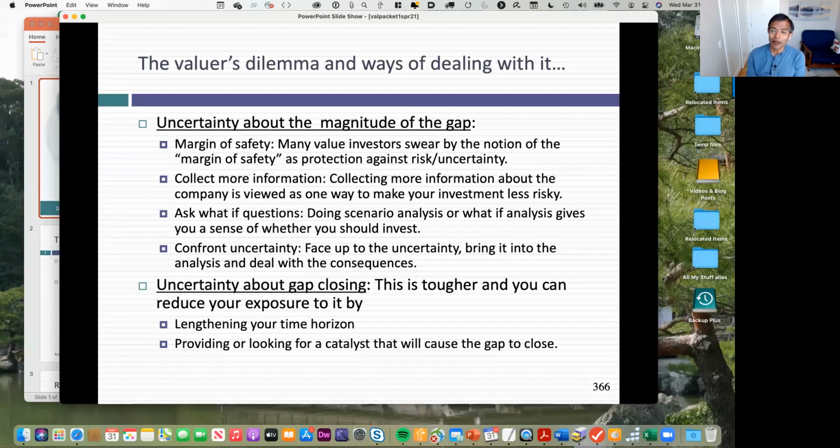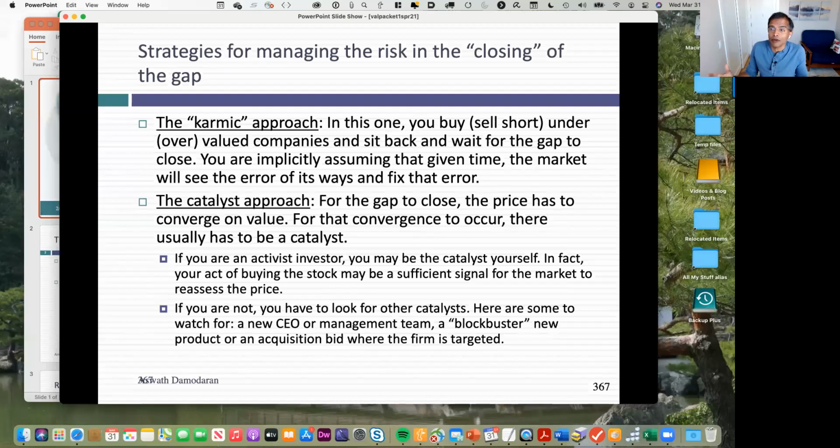Or wouldn't it be nice if you can create the catalyst that somehow makes the gap close? In fact, when you have a gap between price and value, and you're an investor, you can take two views. One is what I call the karmic view, which is the gap is there, nothing I can do about it. It's going to close or not close. Worrying about it is not going to do much, which is what old-time value investing told you to do. Don't worry about it. It'll close on its own. But what if you could trigger that closure?